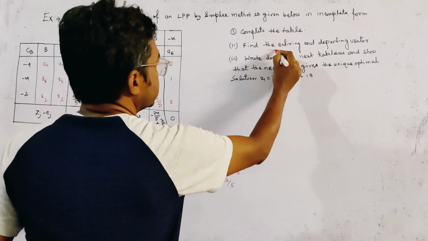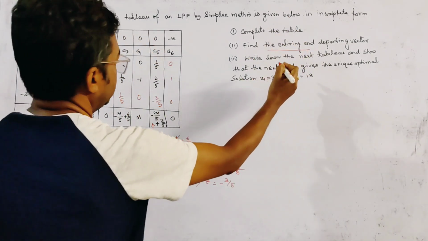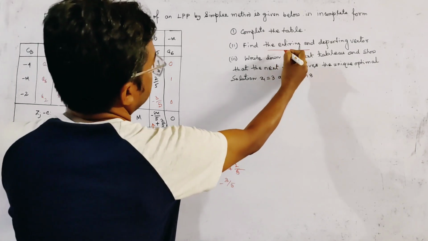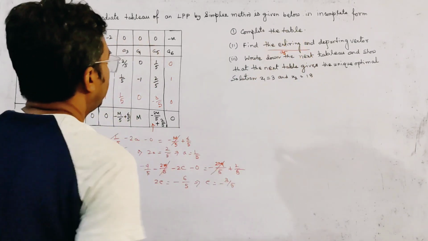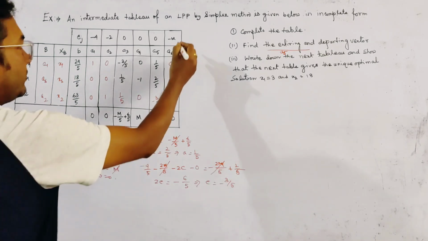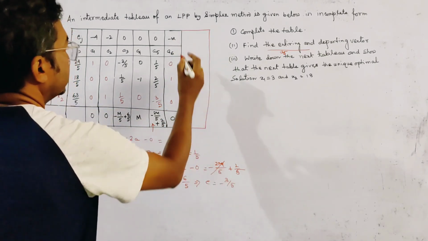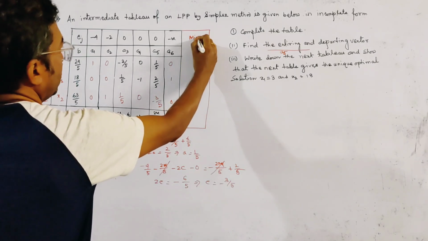So our answer is the entering and departing vector. The entering vector is A5. Now we have to find out the departing vector. To find the departing vector, we have to draw another column. This is the column of min ratio.